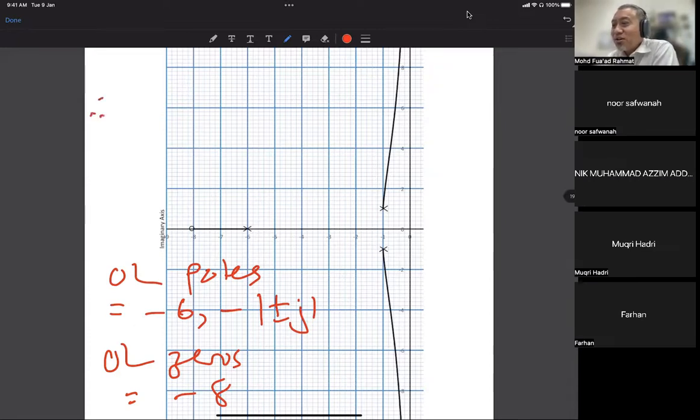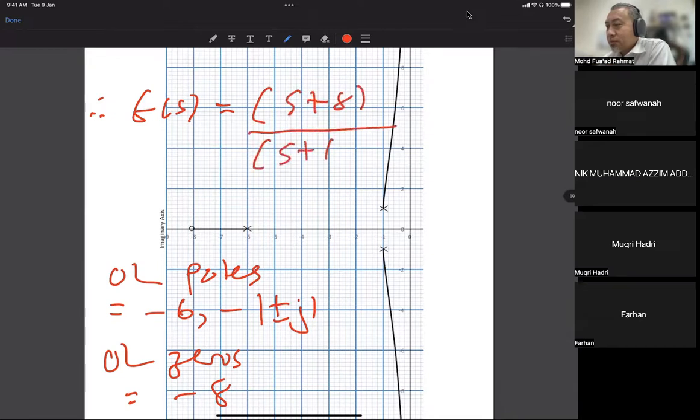So then you will get the open loop G(s). Nick Muhammad, what is G(s)? S plus 8 over S plus 6, and S squared plus 2S plus 1 plus 2. You are not great yet. Need more training.